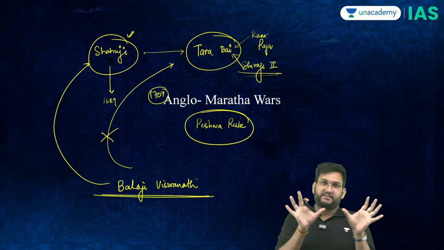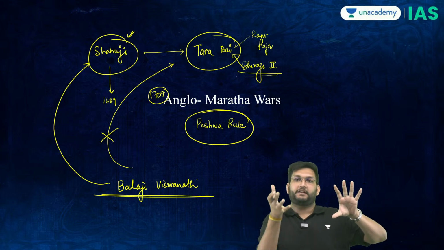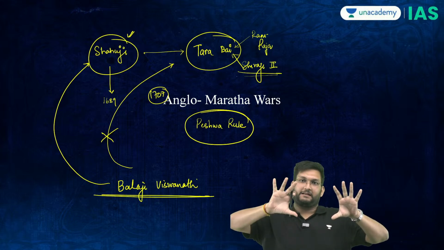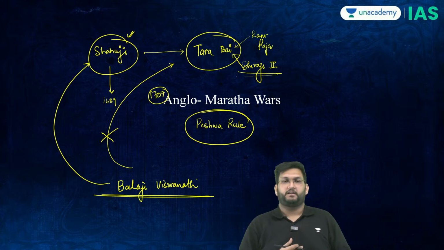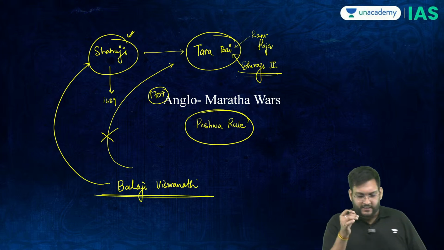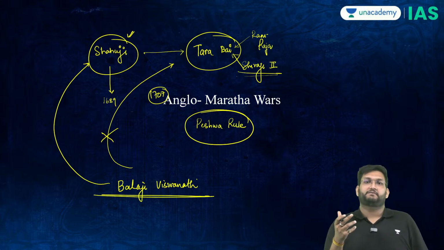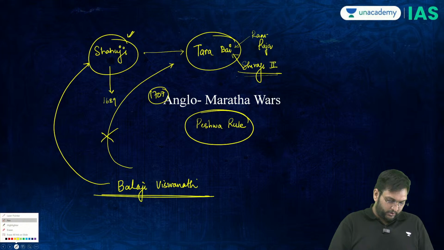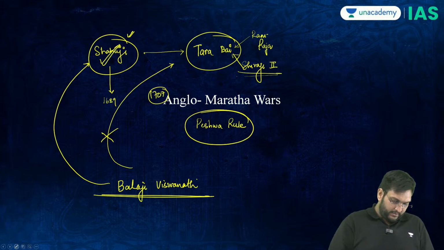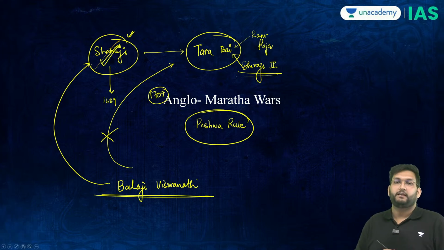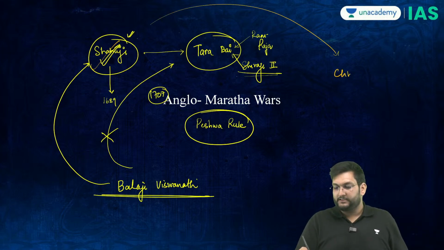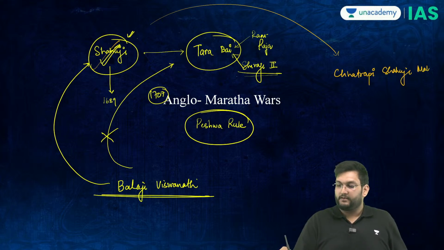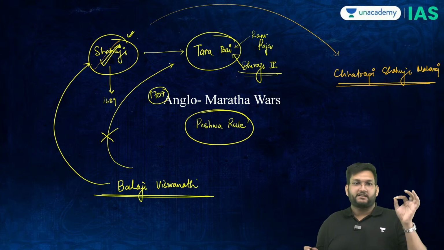So this war of succession which is happening after Shahuji is released is the fight between Tarabai and Shahuji, and Balaji Vishwanath is going to support Shahuji. Just because of the support of Balaji Vishwanath, Shahuji is going to win this war of succession. And now Shahuji will be made Chhatrapati Shahuji Maharaj. So this is where Shahuji comes back.